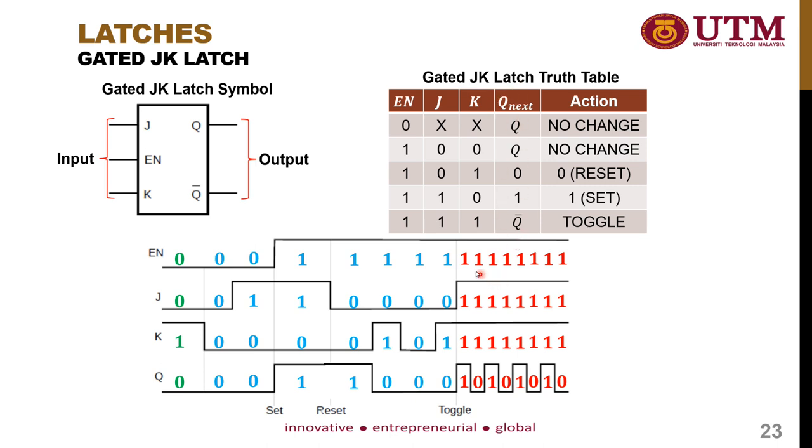So you see here, the enable is set to 1, J is set to 1, and K is also set to 1. So as you can see from this truth table, the output from the JK latch will toggle. So it will go back and forth: 1, 0, 1, 0, 1, 0, 1, and 0.